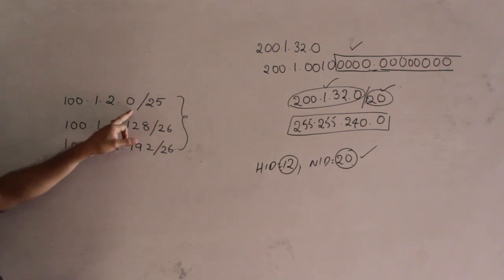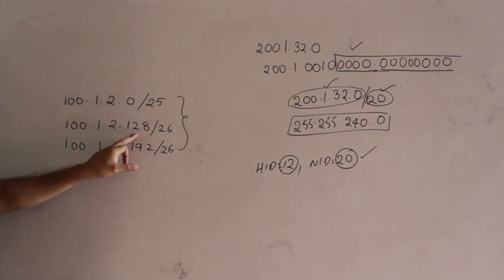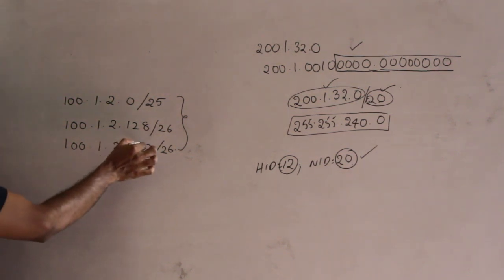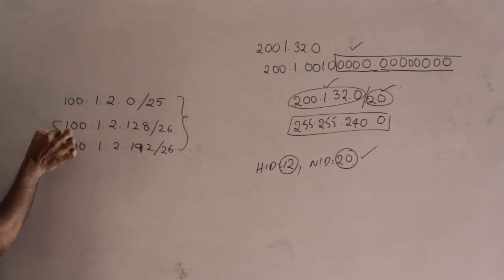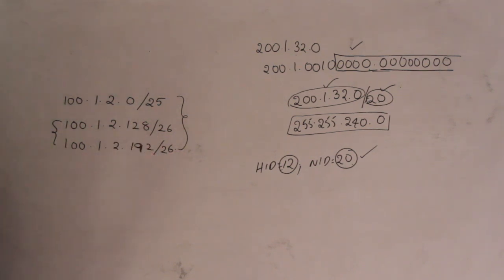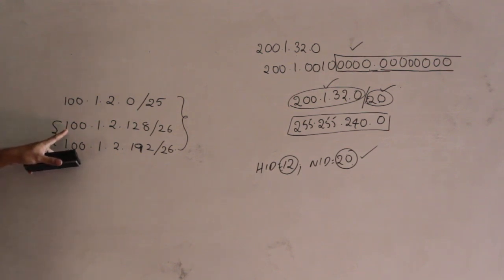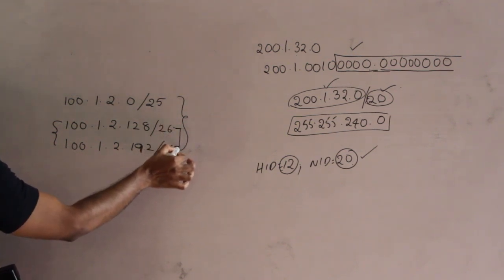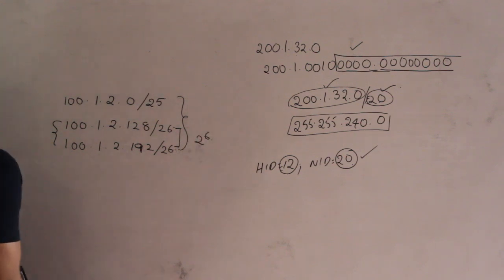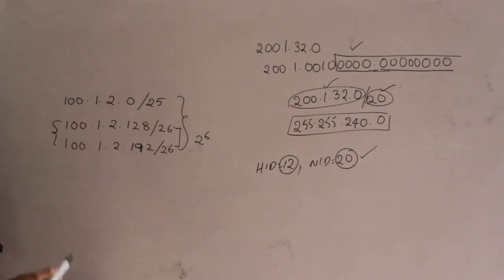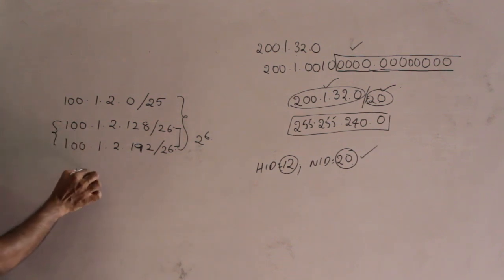The size of the first one is 2 power 7 and the size of these two are 2 power 6. So we cannot apply supernetting directly, but if you observe one thing, these two networks can be supernetted. The reason is they are of equal sizes and they are a power of 2 and there are a power of 2 number of networks, right? They are contiguous, they are of equal size and the size of them is 2 power 6, right? And moreover 2 power n number of networks are there, right? And now the third rule is the first IP address. What is the first IP address?